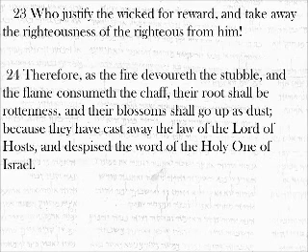You give justice to the wicked because he can pay you, right? You justify the wicked for reward. You give justice to the wicked for a bribe, is basically what he's saying, and take away the righteousness of the righteous from him. You make the righteous look like they're not righteous in court. And he says, because of this, you guys are going to be just like the vineyard. We see it in verse 24. "Therefore as the fire devoureth the stubble, and the flame consumeth the chaff, their root shall be rottenness, and their blossom shall go up as dust, because they have cast away the law of the Lord of hosts, and despised the word of the Holy One of Israel."